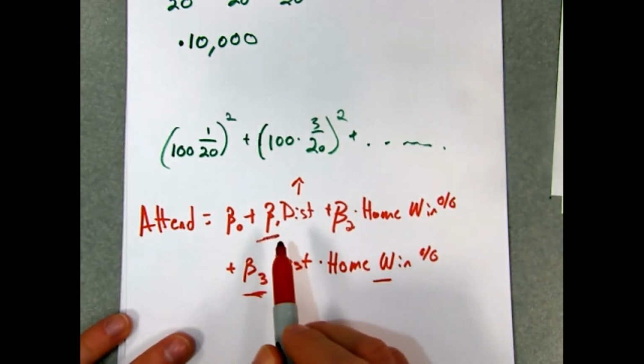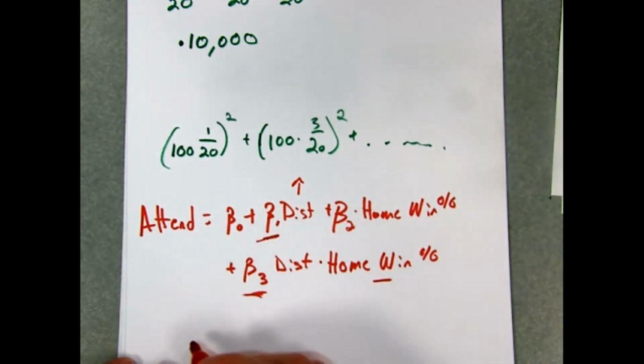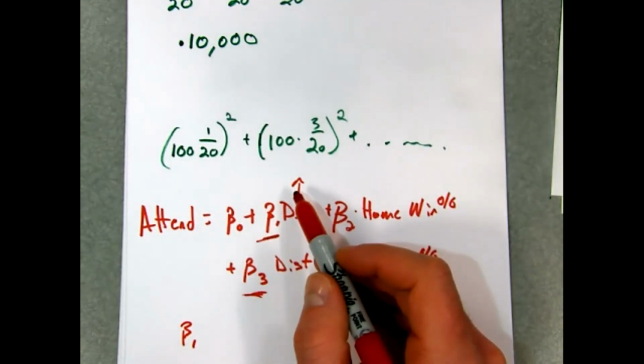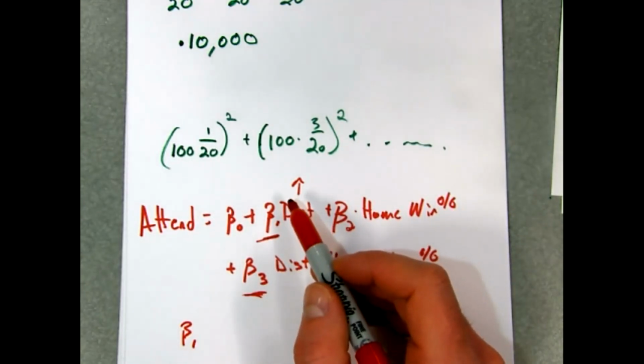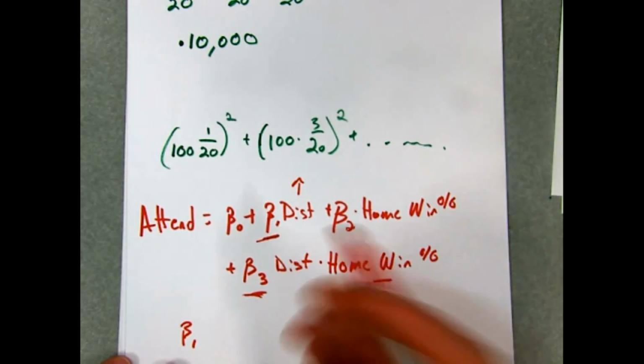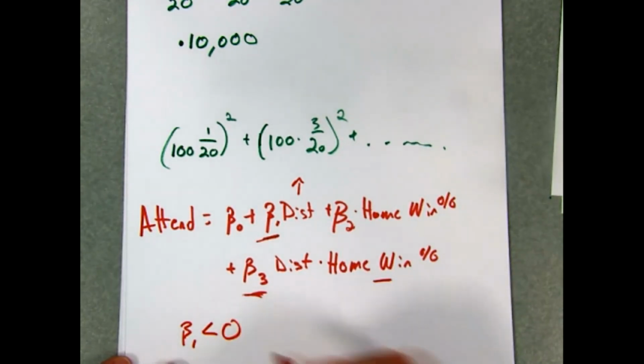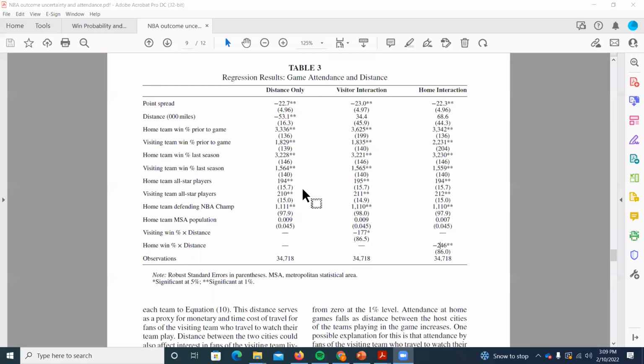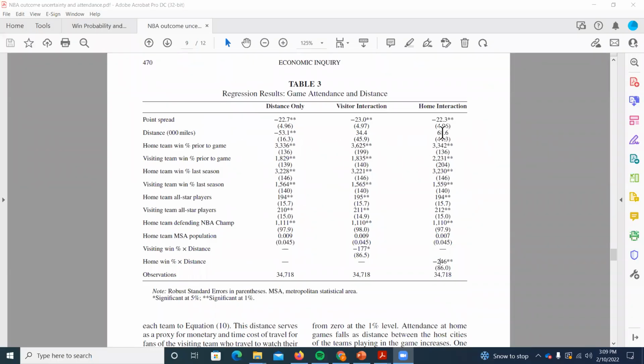We would expect attendance to change by whatever beta 1 is. So what do we think beta 1 probably is? If I get 1,000 miles further between the home and visiting team, what do you think was likely to happen to attendance? Well, visiting fans probably aren't as likely to attend. So if we look at the actual regression output here, we do have negative here. Oh, it's because they're including the interaction here as well. But you can kind of see it's negative.